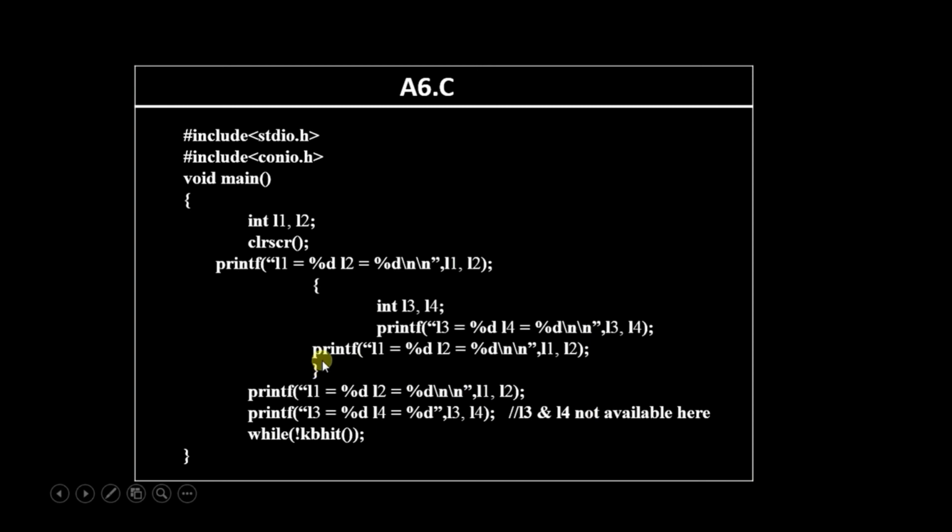So we can say that i3 and i4 are not going to be printed here because their life period is within these curly braces and not outside of them. If i3 and i4 are variables, their life period is within this curly braces and not out of this, therefore i3 and i4 are not going to be printed here. So this is what we can say, these are all the properties of the local variable.